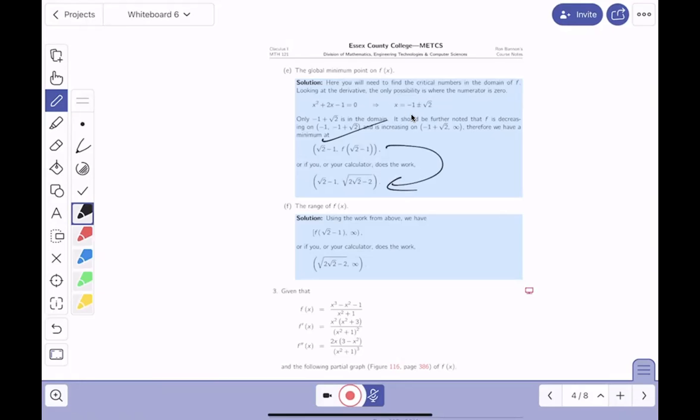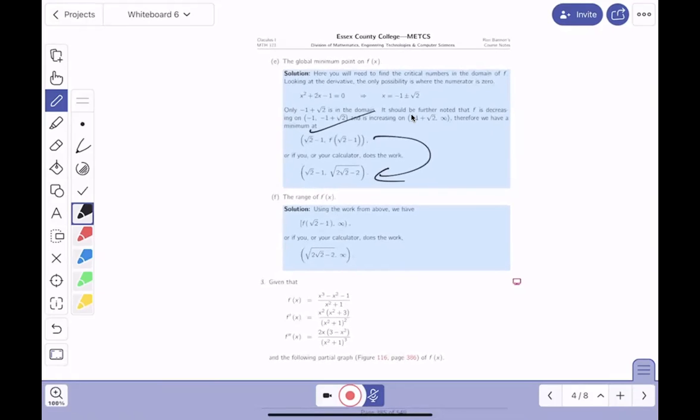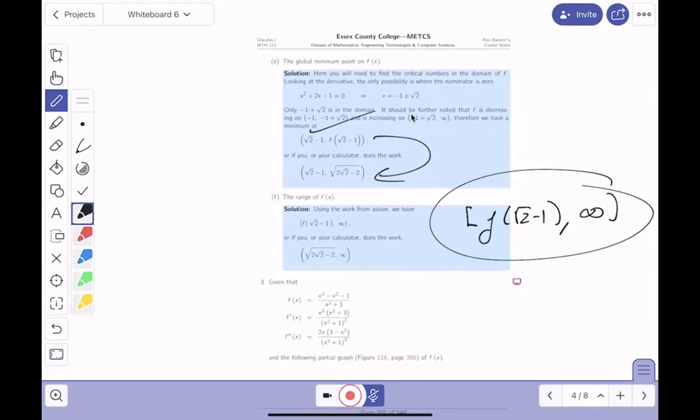All right. The range is pretty easy to do. Looking at the picture, I know where it bottomed out. It bottomed out at f of root 2 -1, and then it went off to infinity. All right, that's right here. And again, I did the arithmetic on it as well.